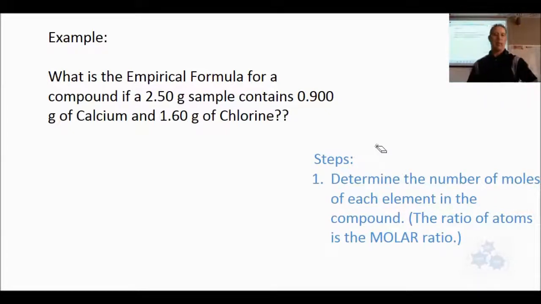Okay, so here's the example. I want you to write this down in your notes. What is the empirical formula for a compound? And this is one type of question where we're given the mass. Okay, so we have a 2.5 gram sample of this compound. 0.9 grams of it is calcium and 1.6 grams is chlorine.